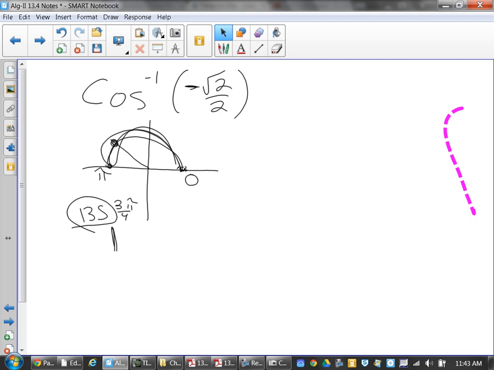135 or 3 pi over 4. Where did the line come from? You drew it. Why is it 135? Cosine values. Again, the cosine values that we're looking for are at 0 and pi. That's where our cosine answers are going to occur. This is why I said you need to remember where these things occur. This is the important stuff.